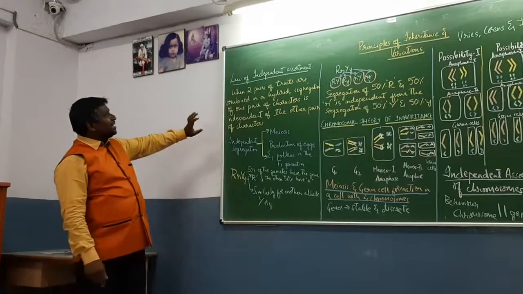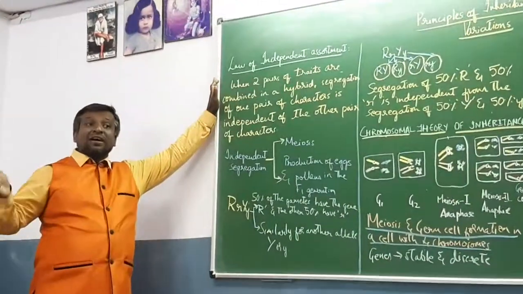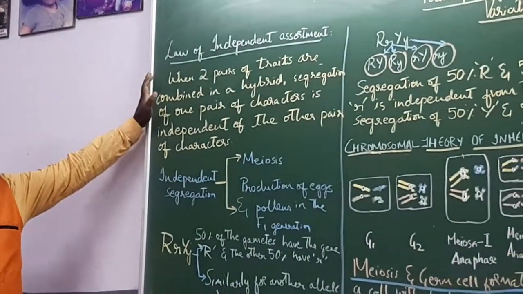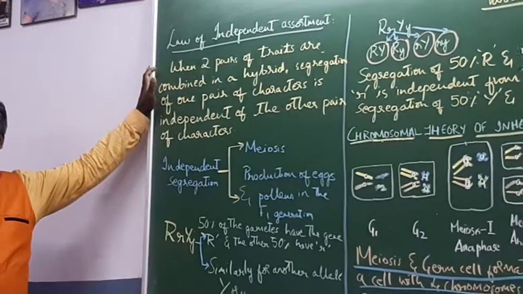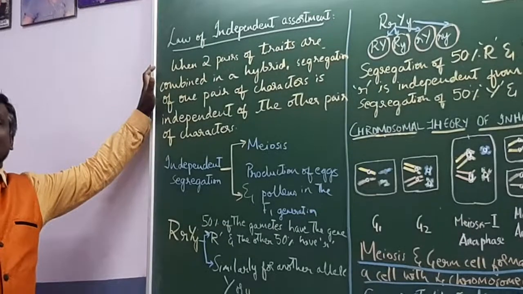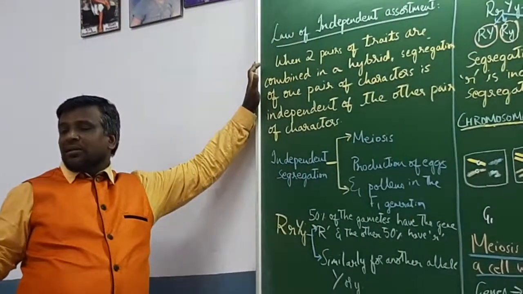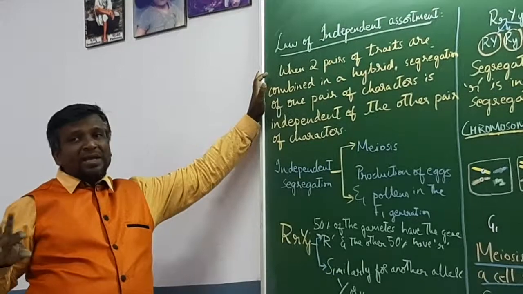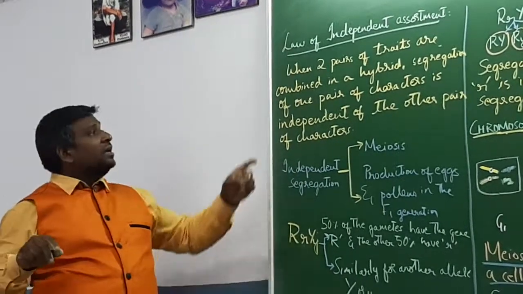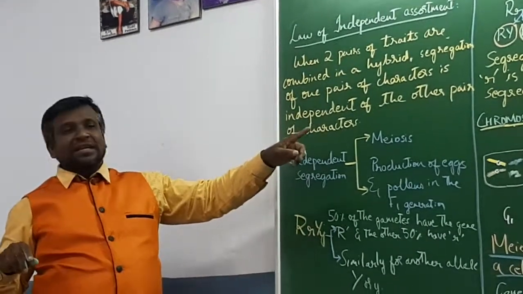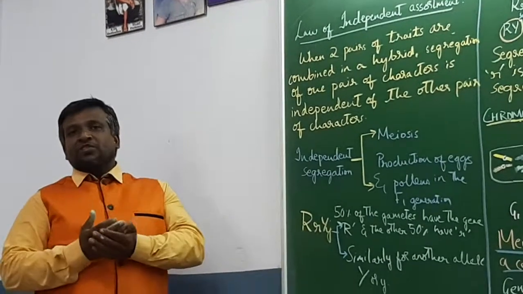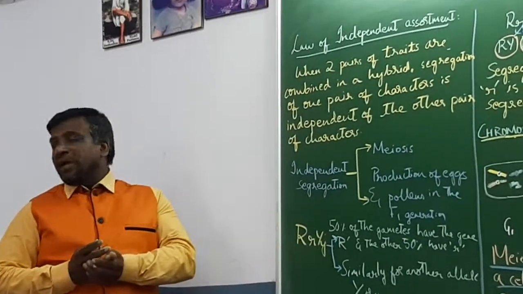So now let us understand the law of independent assortment after having studied the dihybrid cross which we did in the previous class. When two pairs of traits or characters, like round and the color of the cotyledons, green, are combined in a hybrid F1 generation, segregation of one pair of characters is independent of the other pair of characters.